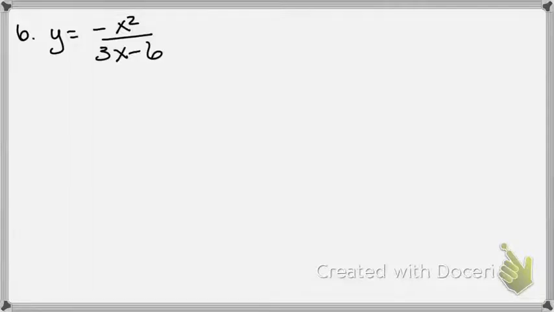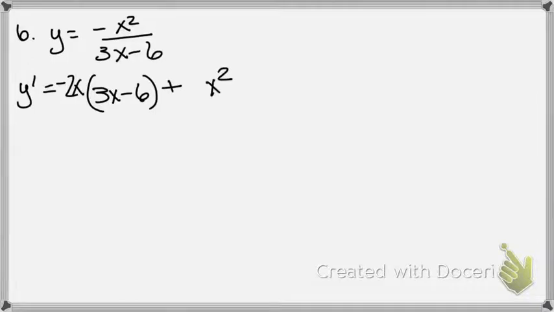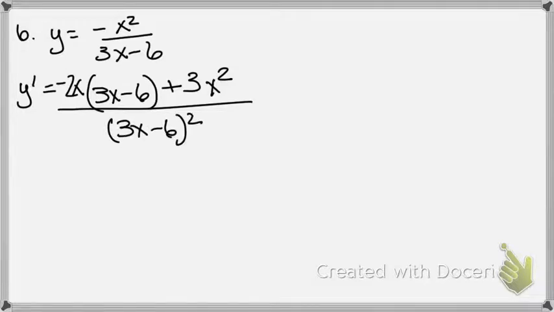Okay, so the derivative is a quotient rule. Low, d high. I put the negative on the top, so my derivative of the top would be a negative 2x, minus high, positive now, x squared, d low is a 3. Draw the line and square below. Okay, good so far? Distribute and combine like terms.